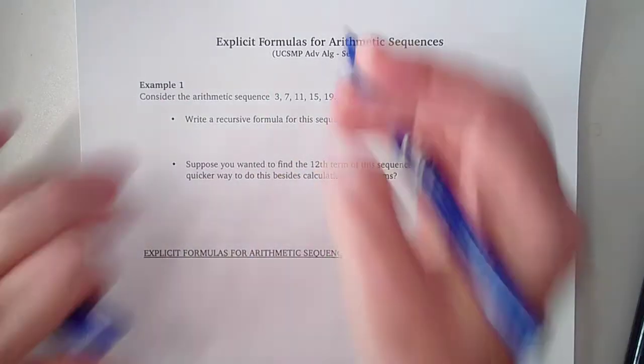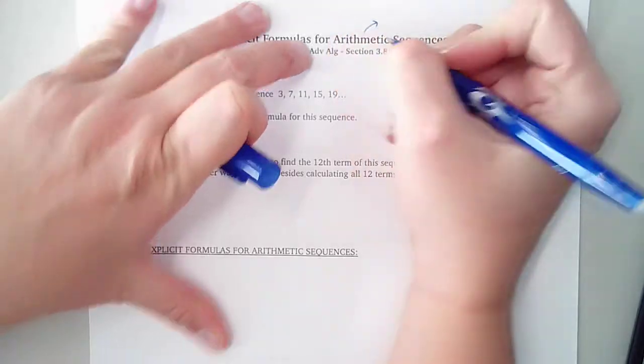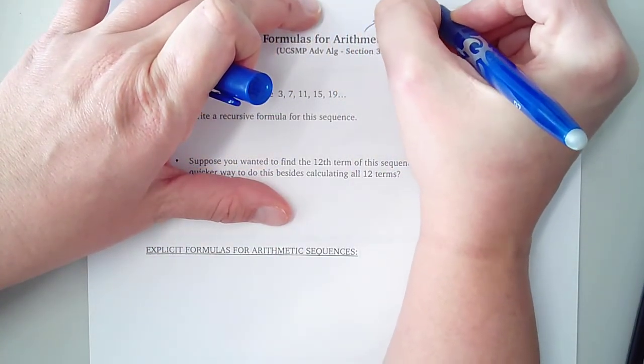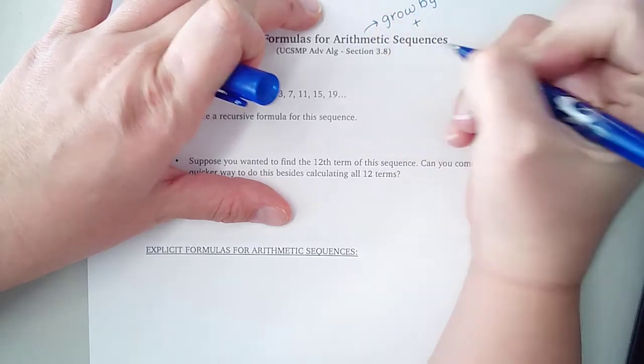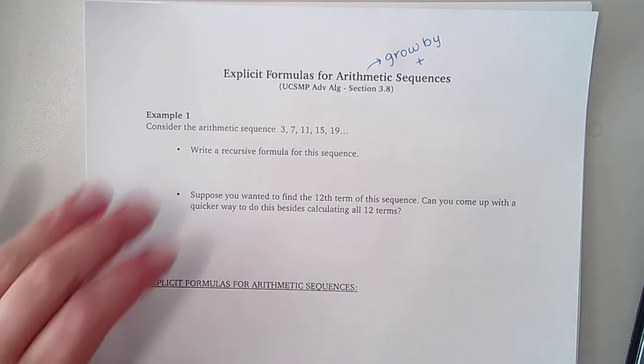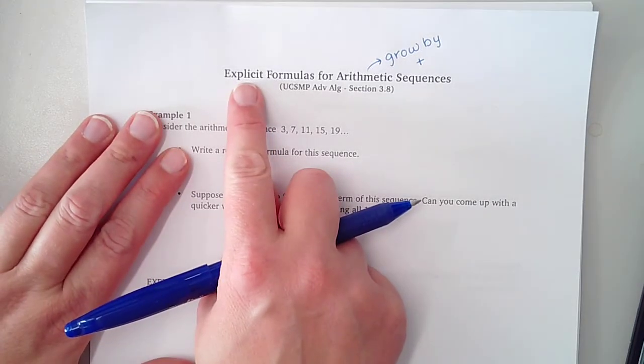Okay, so maybe make a note to yourself here that arithmetic sequences grow by addition. Okay, and technically subtraction is okay too, because you can write subtraction as adding a negative. All right, so anytime you're adding something over and over again, you have an arithmetic sequence. Explicit formulas, which is different.